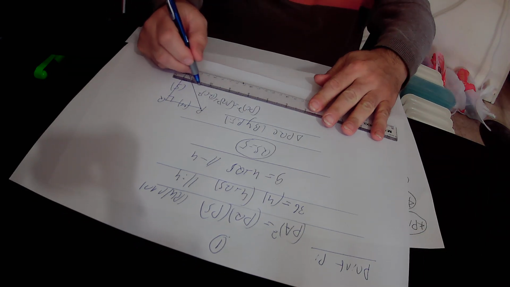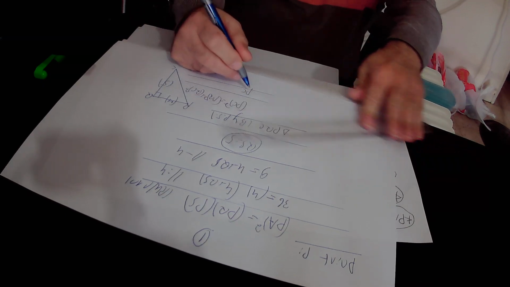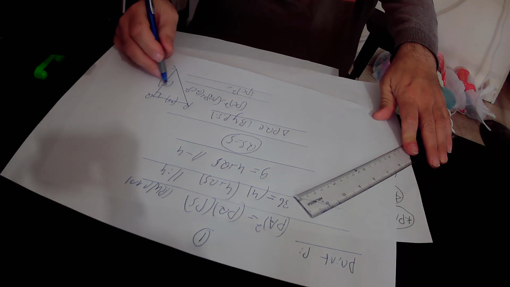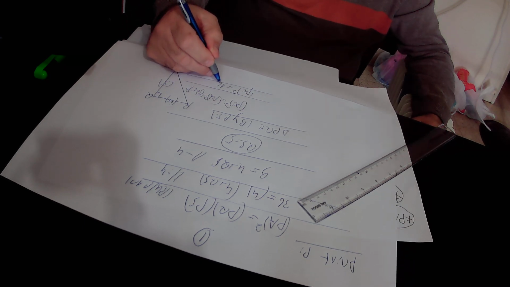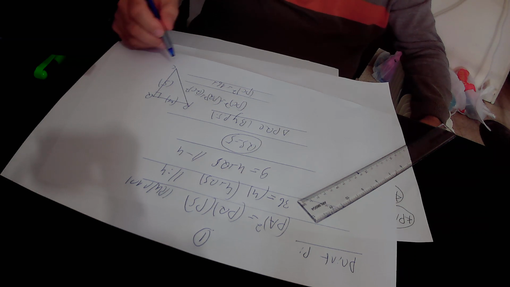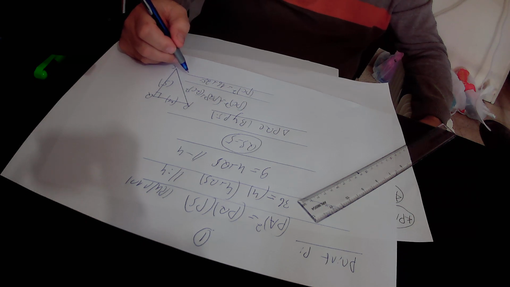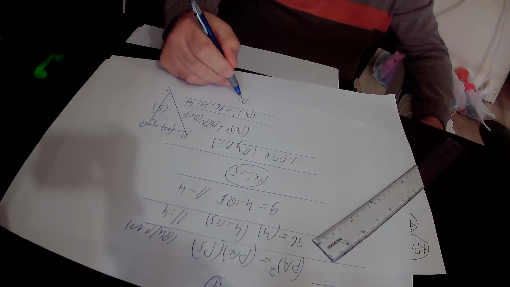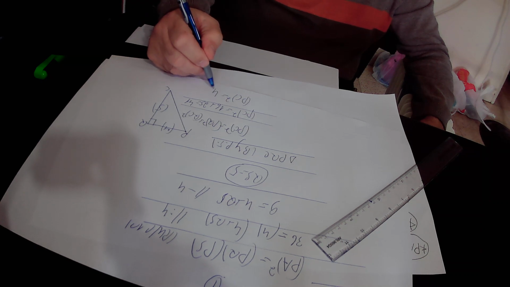So PC squared, that is the square of the hypotenuse of the right triangle PQC, equals PQ squared. PQ is 4, therefore PQ squared is 4 squared, that is 16, plus QC squared. QC is 5, therefore QC squared is 5 squared, that is 25. So in total, PC squared equals 16 plus 25, that is 41. So I'll write it down again, that PC squared, the square of the hypotenuse of the right triangle PQC, equals 41.